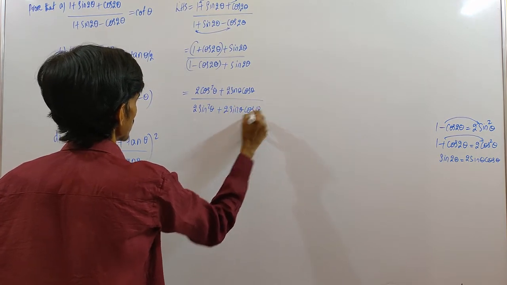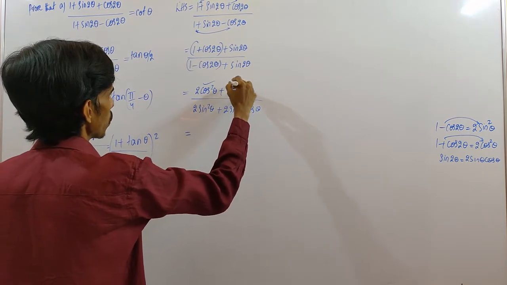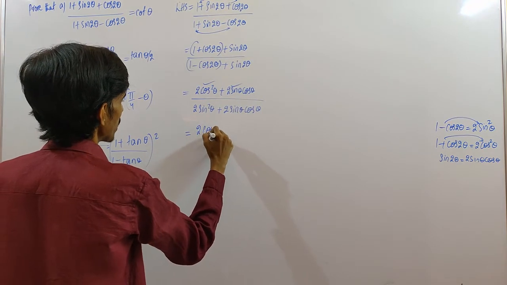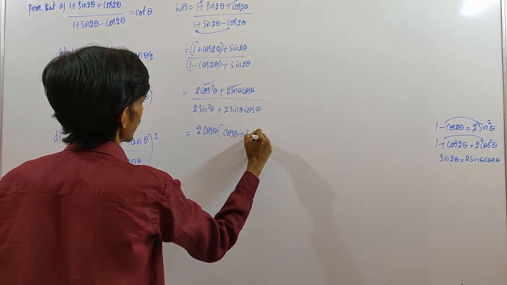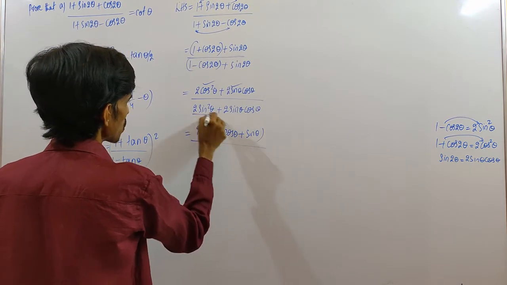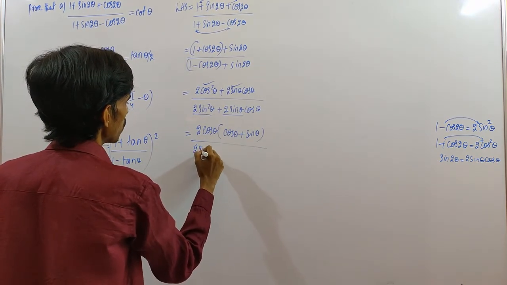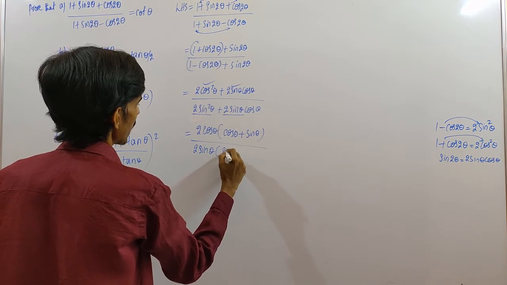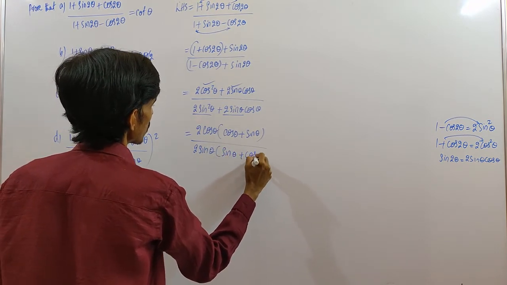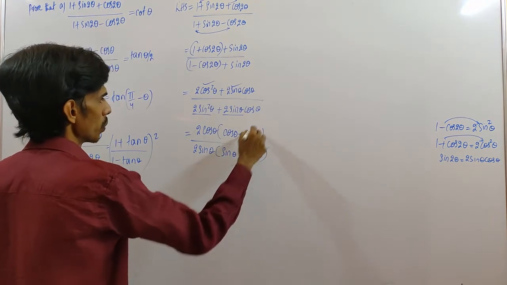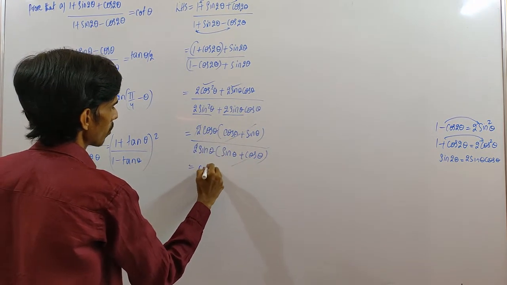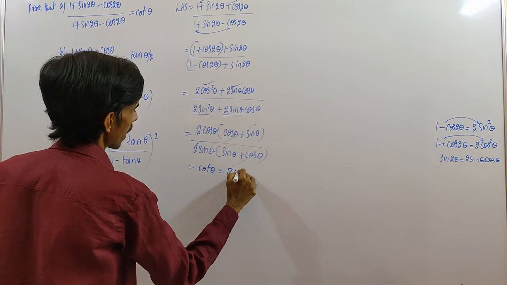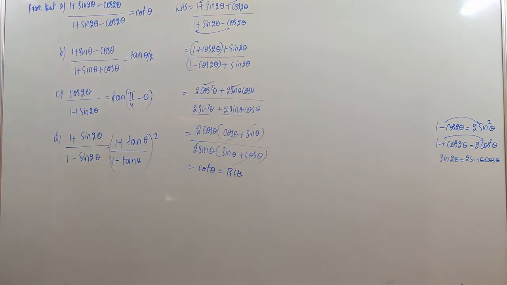Take 2 cos theta common: 2 cos theta times (cos theta plus sin theta). Take 2 sin theta common: 2 sin theta times (sin theta plus cos theta). These two will get cancelled. We have cos by sin, which becomes cot theta. So this is the RHS, and we have got LHS equal to RHS.